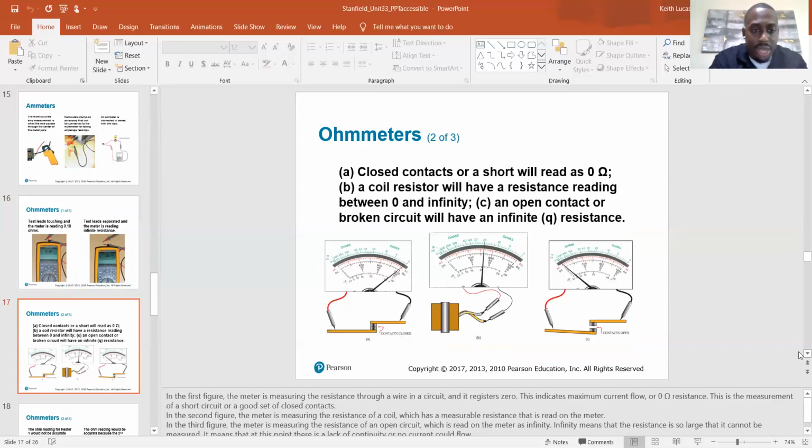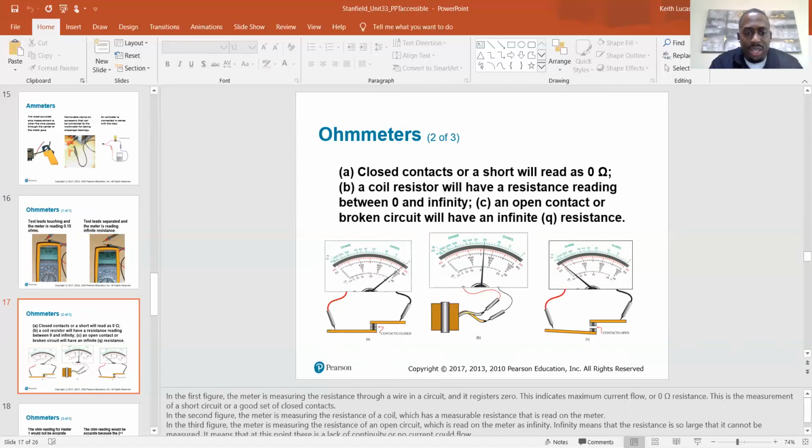Ohm meters. In the first figure, the meter is measuring the resistance through a wire in a circuit, and it registers 0. This indicates maximum current flow or zero resistance. This is the measurement of a short circuit or a good set of closed contacts. So if you check in a de-energized circuit to see if it's open or closed, then this is what you get.